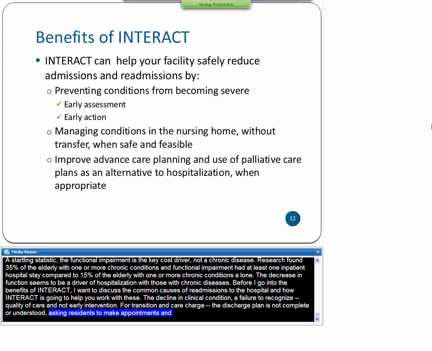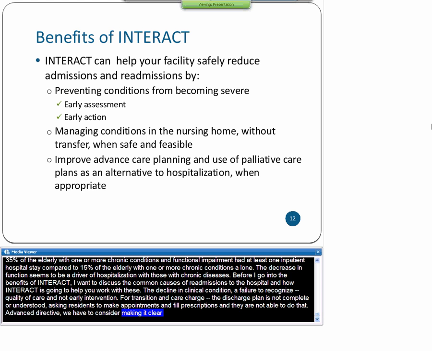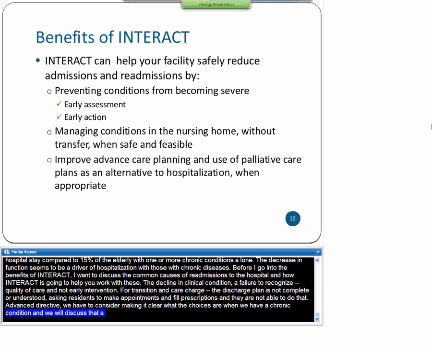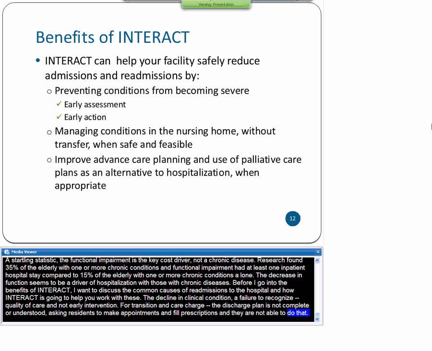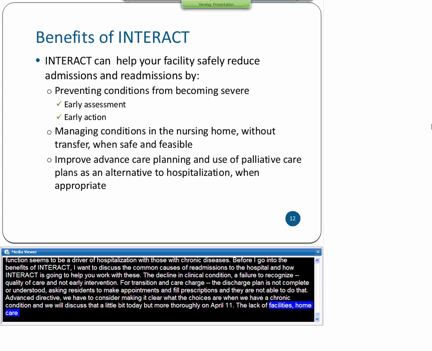Lack of advance directive. We really have to consider making it clear what our choices are when we have a chronic condition, and we will discuss that a little bit today, but more thoroughly on April 11th. And the lack of the facility's, home care's, or assisted living's ability to meet the needs of the patient. In other words, it can be perceived or real. The resident needs a higher level.